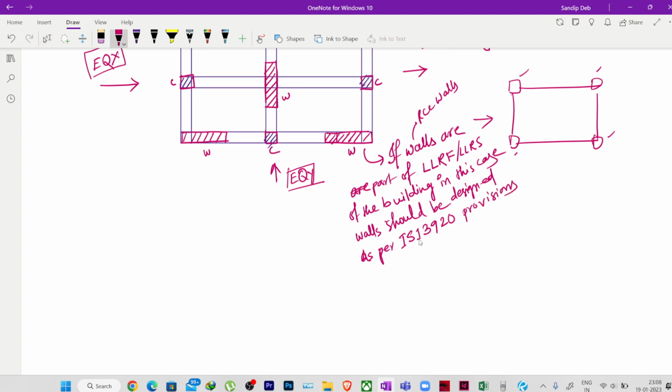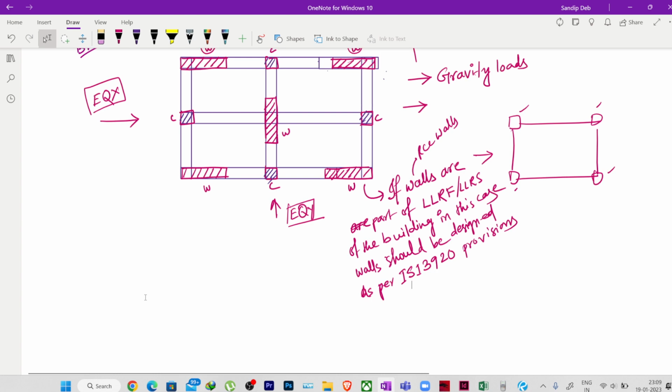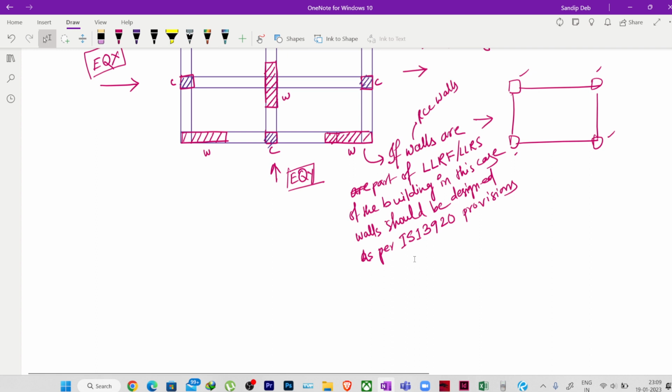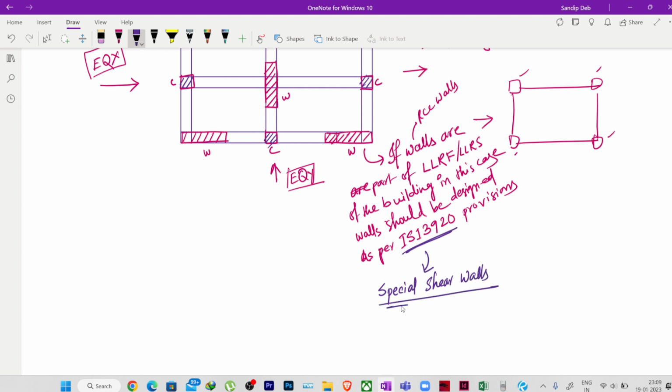Okay, so whenever the RCC walls are meant to resist the lateral forces, in that case those walls we cannot design with IS 456 only. It needs to be designed as per the provisions of IS 13920. Here you can see. So in this case, those walls will be called special shear wall.